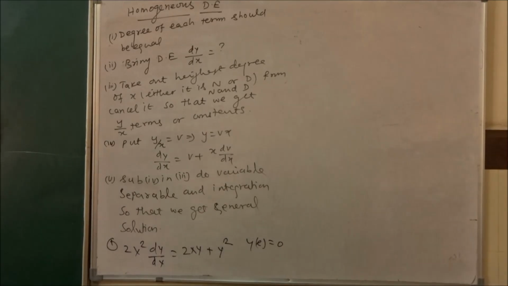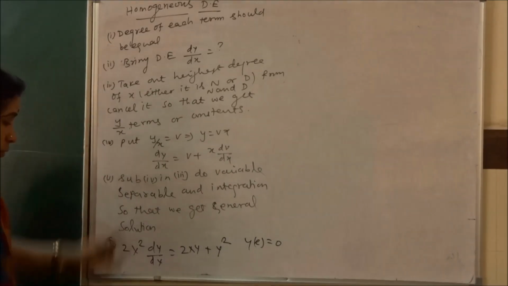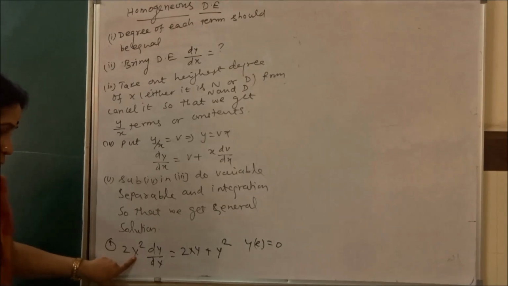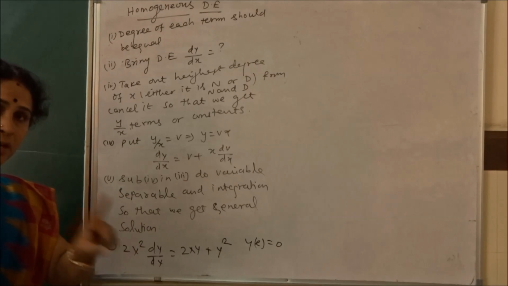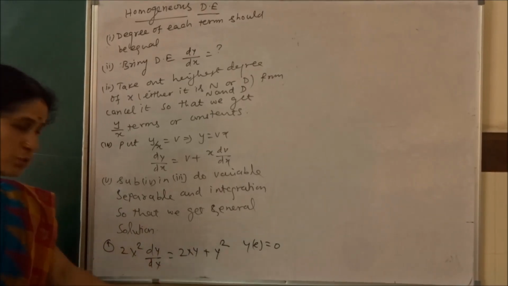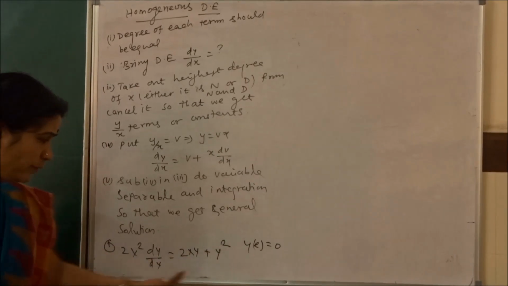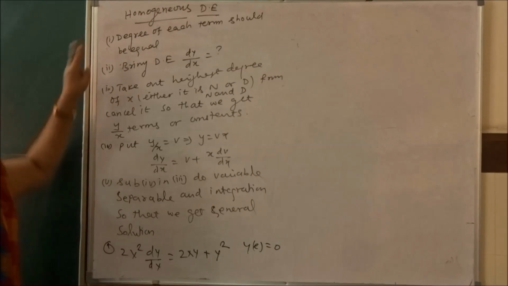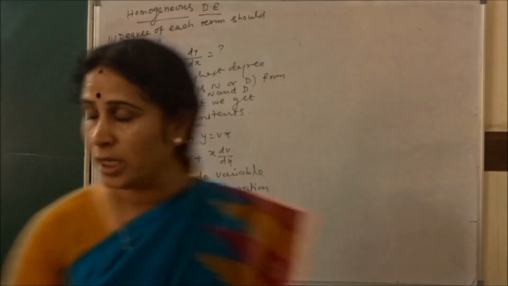Now listen. Now see step number 1. Degree of each term is equal. What is the degree here? 2. What is the degree here? This is only one term within a product, so you consider it as one term. Degree is 1. 1 plus 1, how much? 2. Now what is the degree of this term? 2. So throughout the differential equation the degree is 2. So the first step is over, which means this is a homogeneous differential equation.